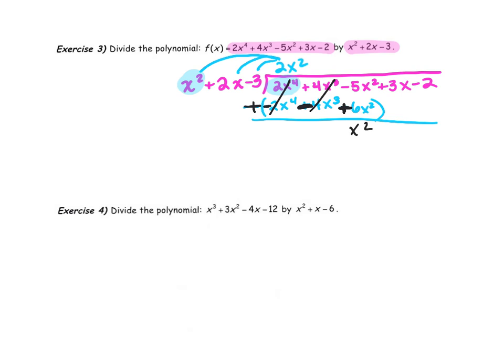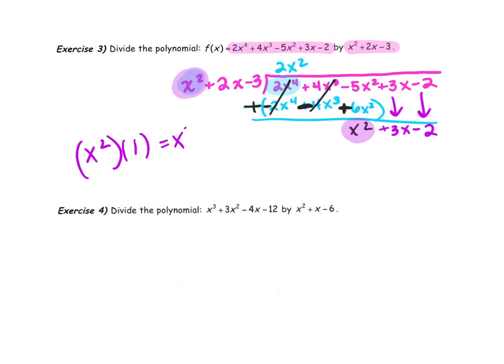All right, so far so good. Okay, now we want to see, oh, don't forget, sorry, we got to bring down our terms. Okay, we got to bring down our terms. And now we want to see, and I'll highlight this in purple, x squared times what gets me to x squared? Well, that's just 1, right? x squared times 1 is just x squared. So we're going to write plus 1 here.